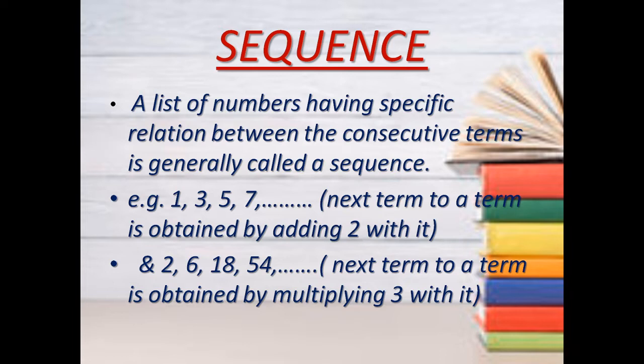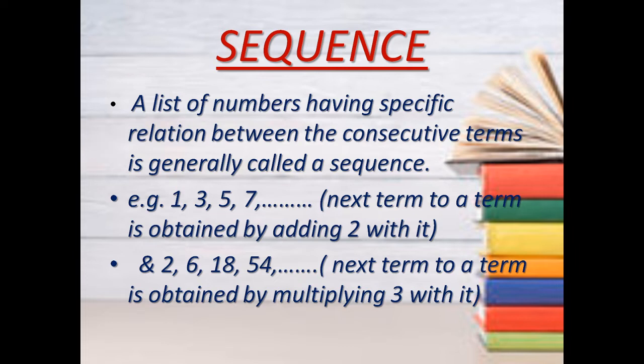We can understand it by taking a few examples. First, an example: 1, 3, 5, 7. In this example, the next term is obtained by adding 2 to the preceding term. For example, 1, 3: 3 is obtained by adding 2 to 1. 1 plus 2 is equal to 3. 3 plus 2 is equal to 5. 5 plus 2 is equal to 7. There is a constant specific relation between all the terms, that is plus 2.